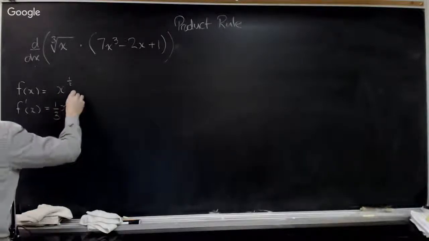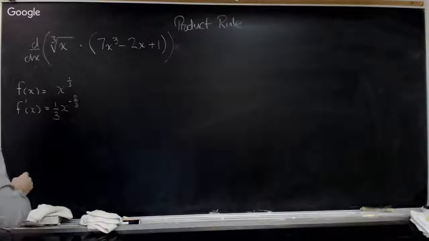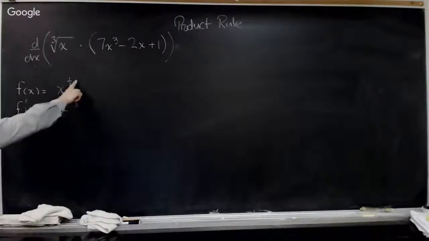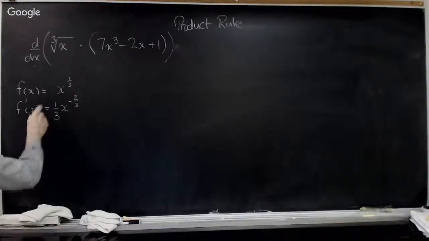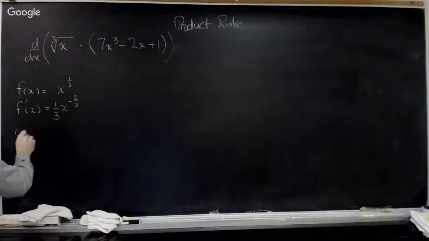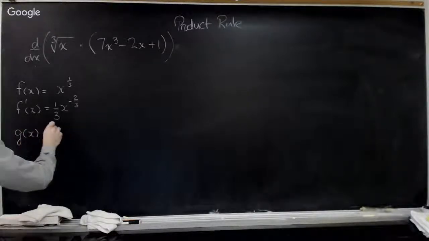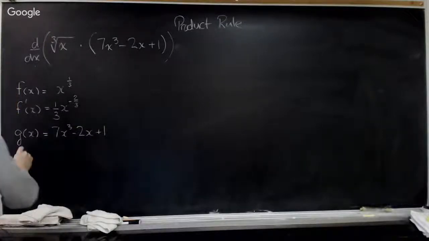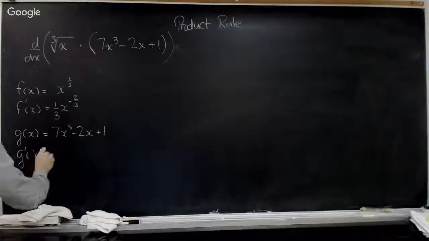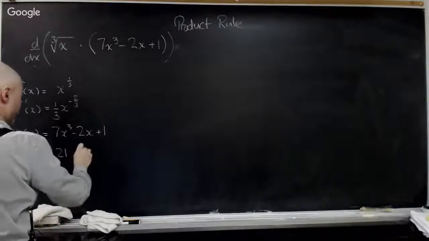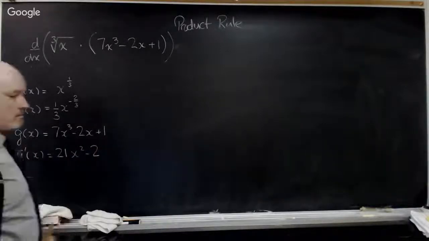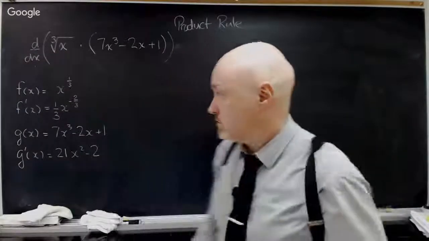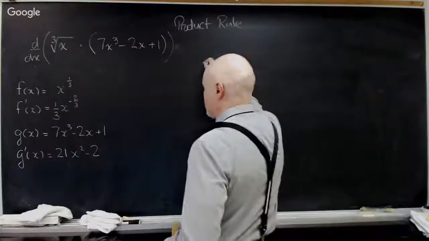I take my derivative using my power rule because I can do that. Subtract 1 from the exponent, I get negative 2/3. Okay, my second function, g at x, is 7x cubed minus 2x plus 1. So g prime at x is 21x squared minus 2. I'm all ready to go into finding my derivative.